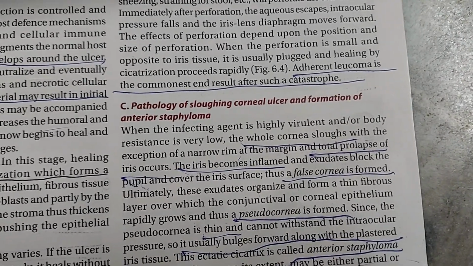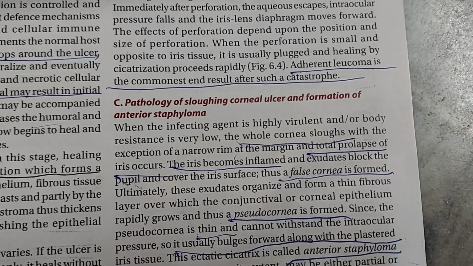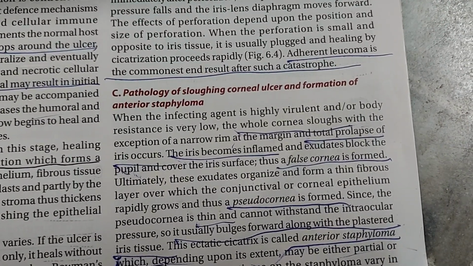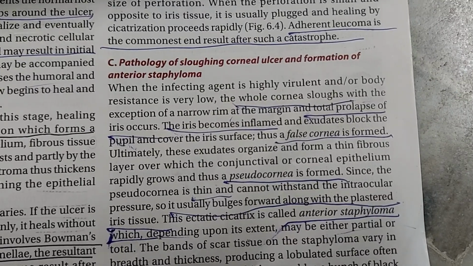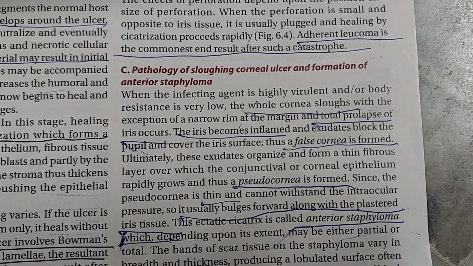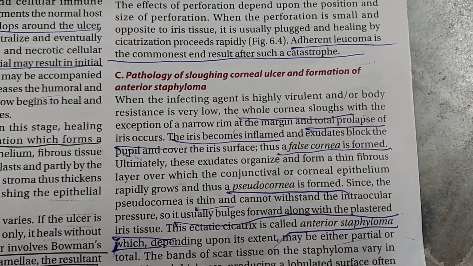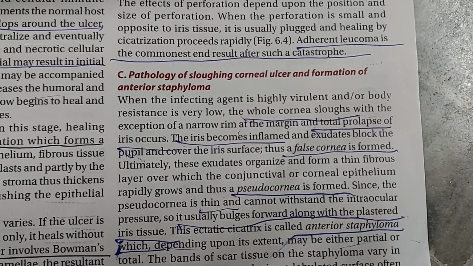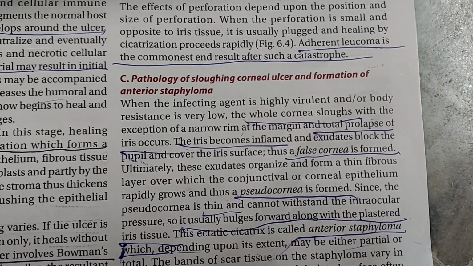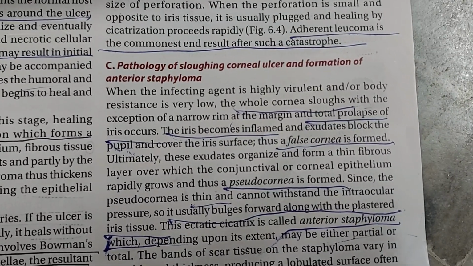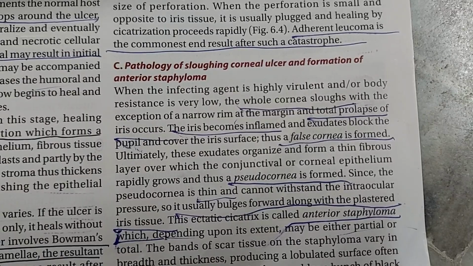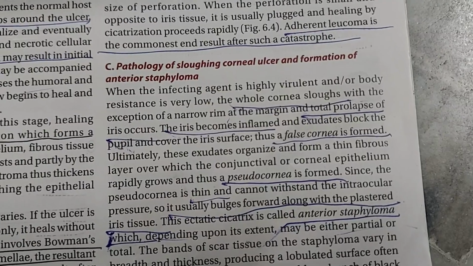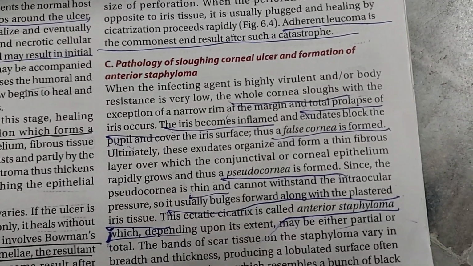Imagine what I am telling, keep it in your mind. Exudates cover the pupil and the iris surface, and a false cornea is formed. Ultimately, the exudates organize and form a thin fibrous layer. First, the iris becomes inflamed and exudates block the pupil and cover the iris surface. Next, a false cornea is formed. Over this false cornea, conjunctival epithelium or corneal epithelium may grow. So it is like a duplicate cornea is formed. Actually, the cornea is totally gone, but some adjustment has been done by the body.